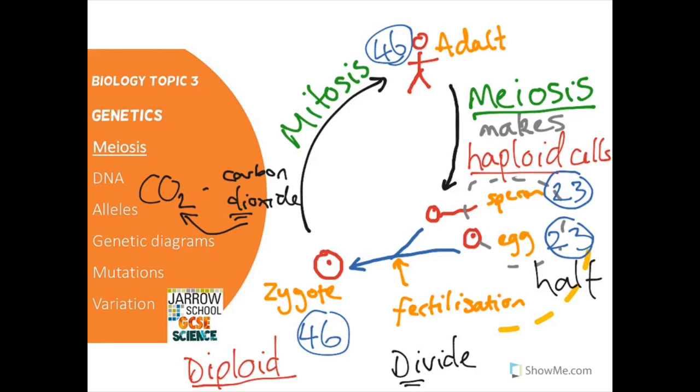So we've already used quite a lot of them keywords: mitosis, meiosis, diploid, haploid, fertilization, zygote, chromosomes. So pause the video, make sure you understand how they're used, what they mean. If you're happy with that, we're going to then go on and learn about DNA and the structure of DNA.